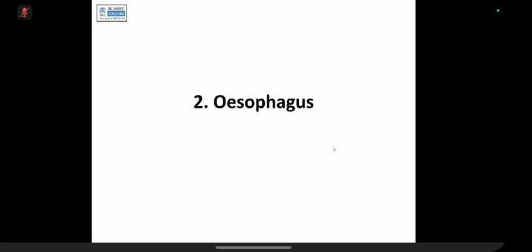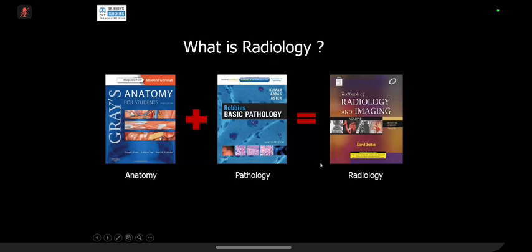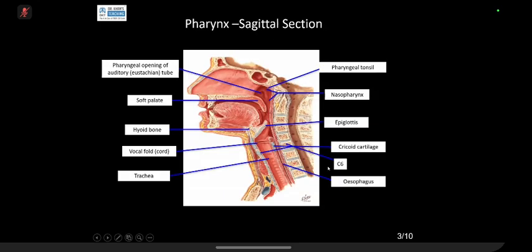So let's start with the next one, which is the esophagus. You've got a break coming after this session, so don't worry. Again, my mantra: anatomy plus pathology makes radiology. So let's go back to the anatomy.